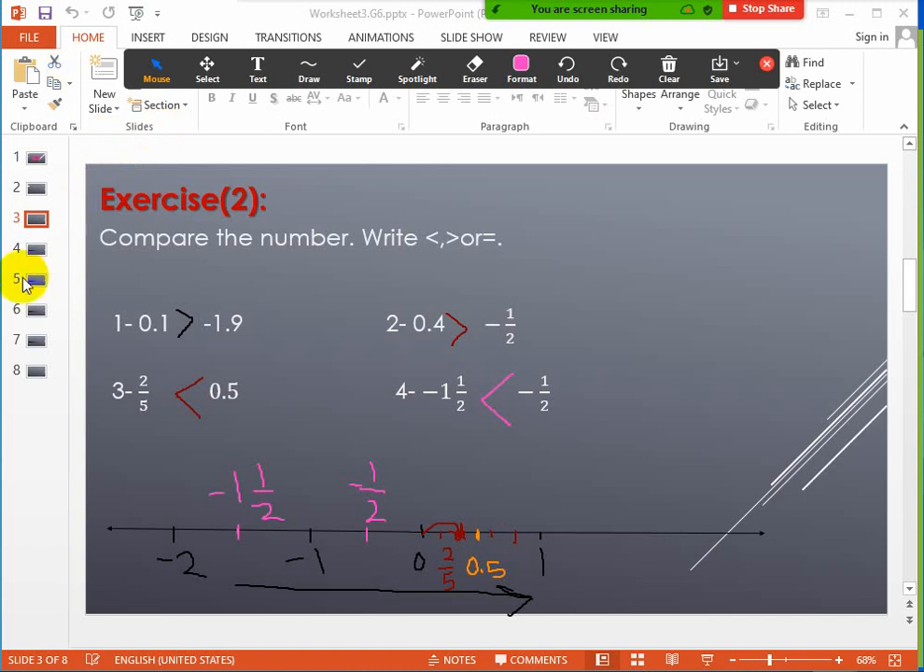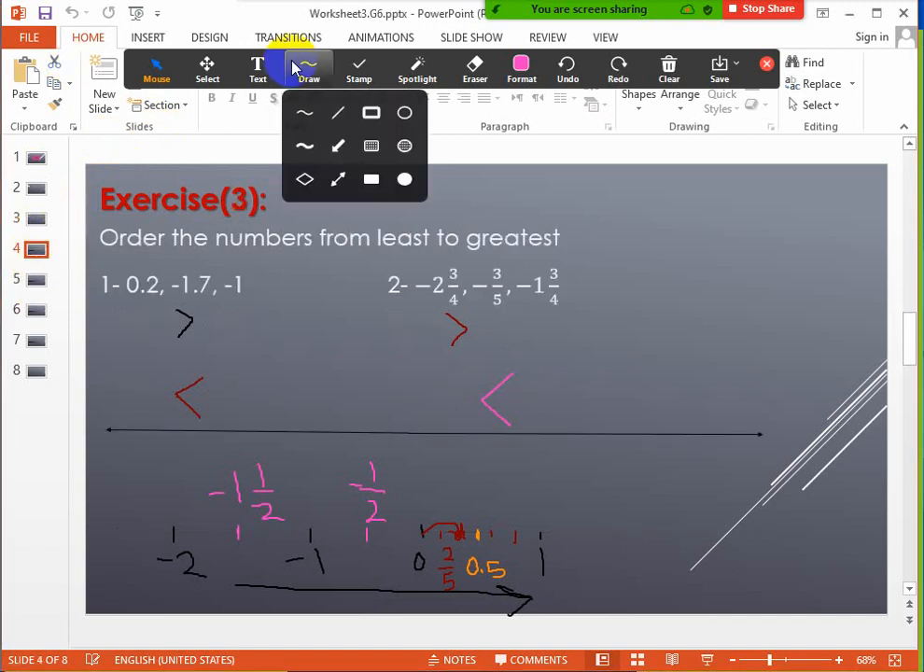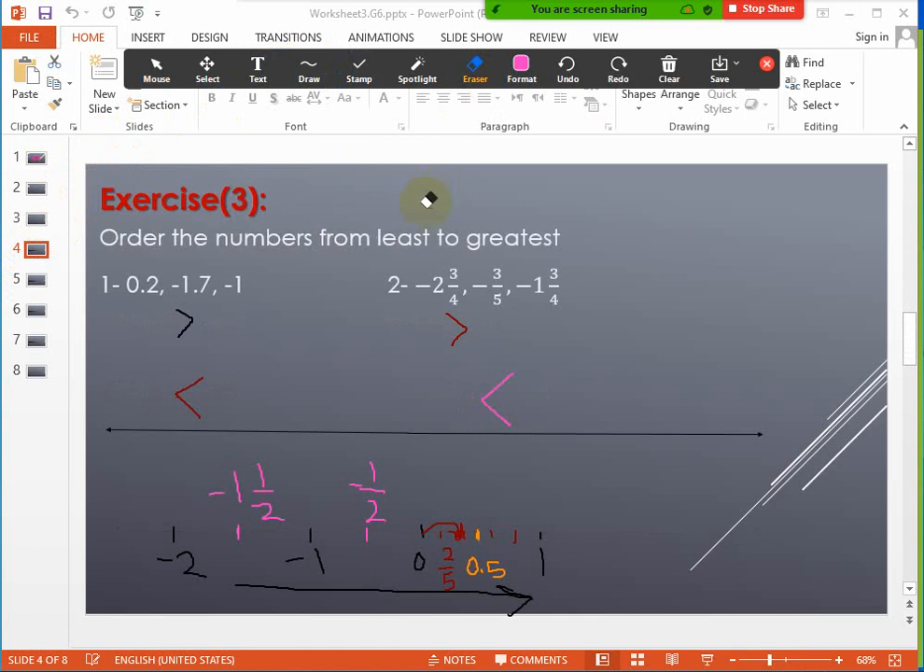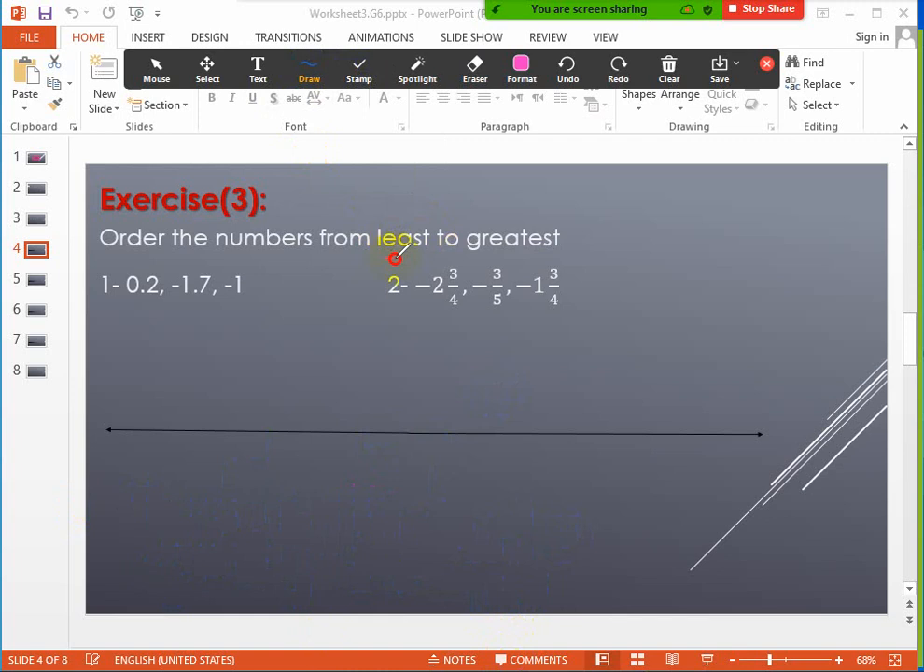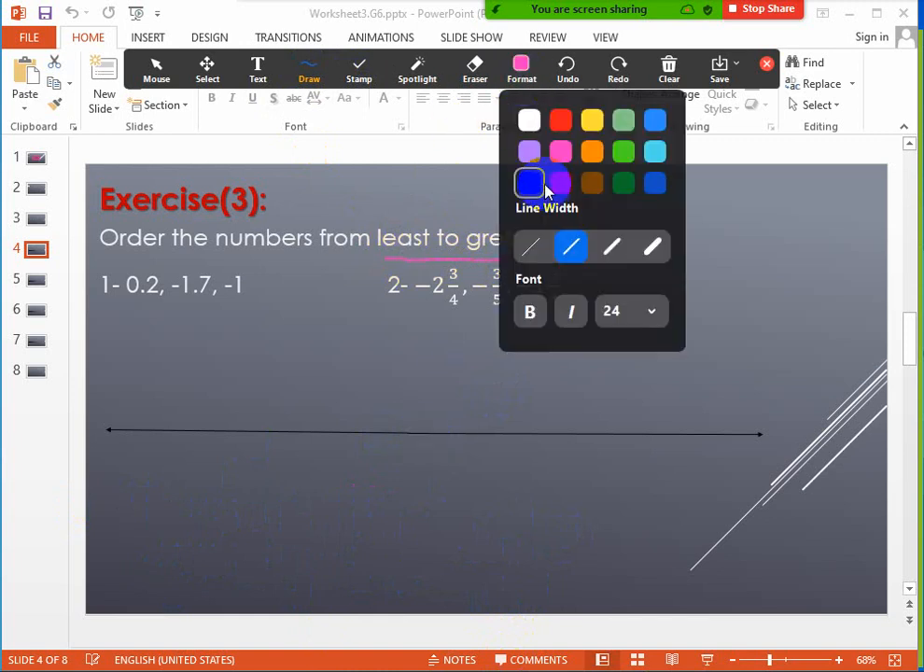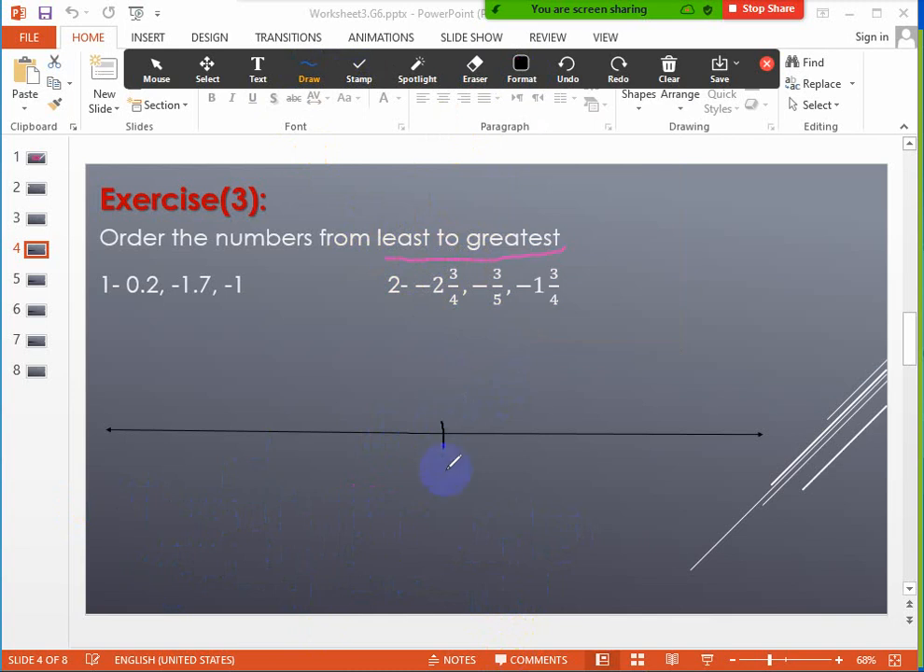Okay. Let's move now to the next exercise. Now I want to order the numbers from least to the greatest. Okay, I will erase those. You have to be careful about the order. It's from the least to the greatest. Now, first thing, this is the 0 point.